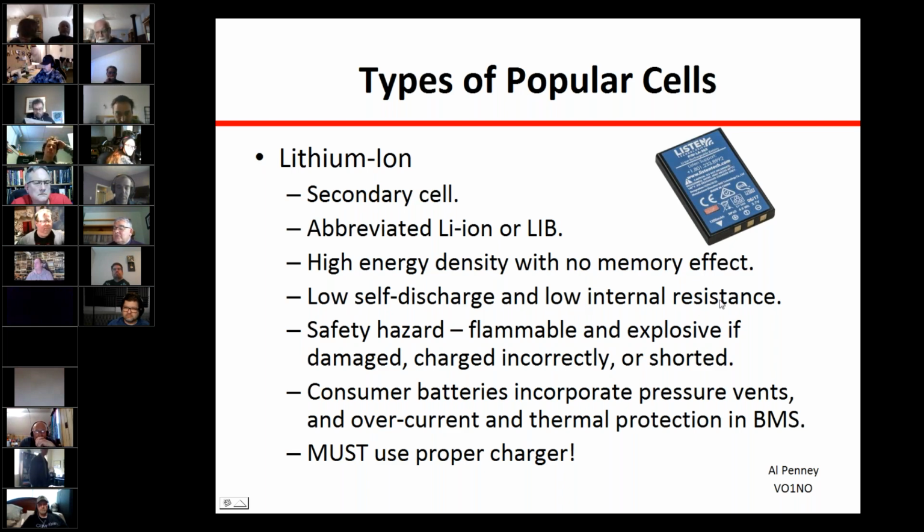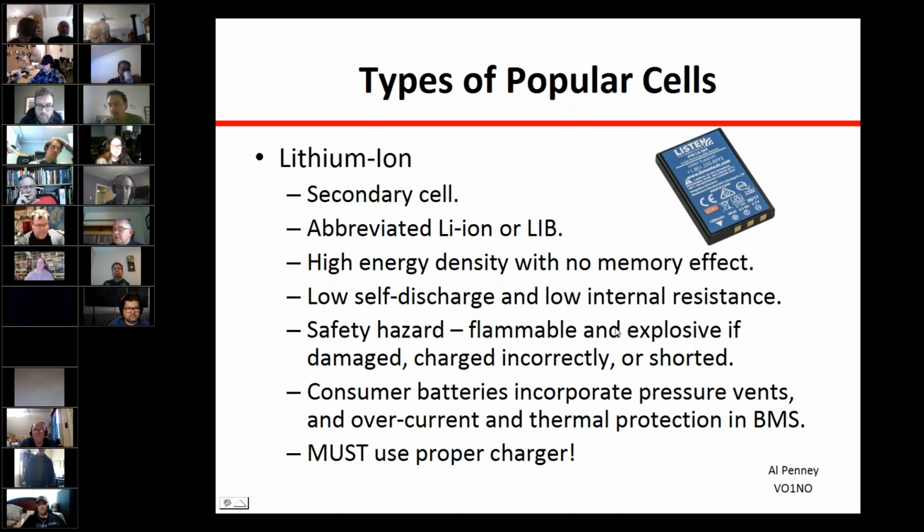And it's got low internal resistance, so they can generate a lot of current. But they're also a safety hazard. They're flammable and explosive if you damage them, if you charge them incorrectly, or if they get shorted. I've seen some videos of these, if you break one of these open, or you shoot a bullet through it, they'll actually burst into flame and they can explode. If you charge them incorrectly, they can burst into flame and explode.